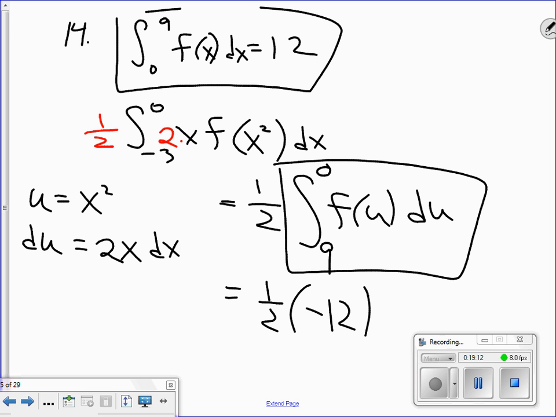5 minus 2 is 3. 2 minus 5 would be negative 3. When you change the order that you subtract, you get the opposite answer.